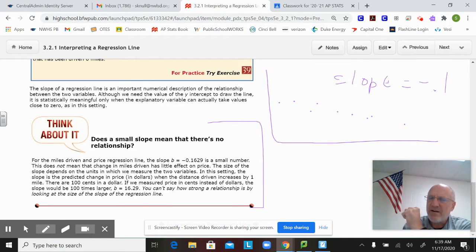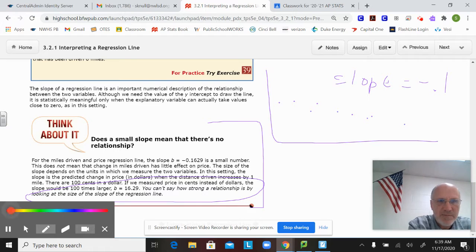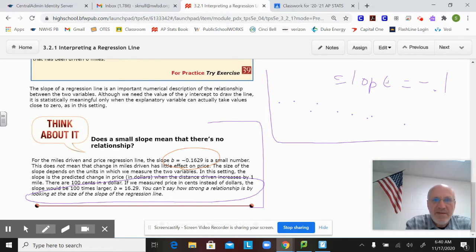So it is very tempting, and we said this back in the last section, to think that steeper lines have stronger relationships. Not true. So again, this sentence right here at the bottom says you can't say how strong a relationship is by looking at the size of the slope. And actually, in the last example we just did, the slope was negative 0.1629.